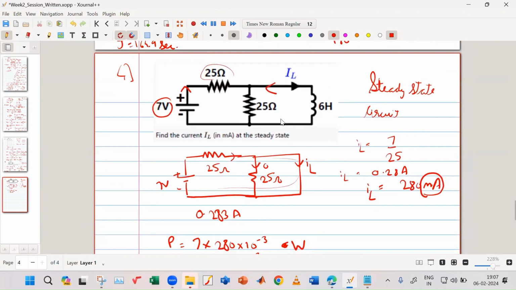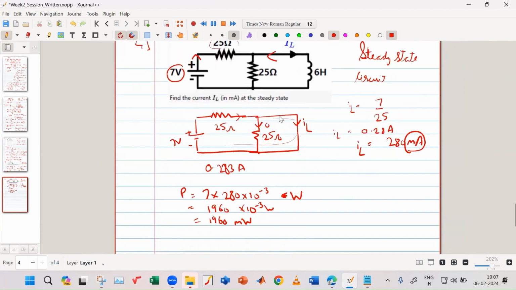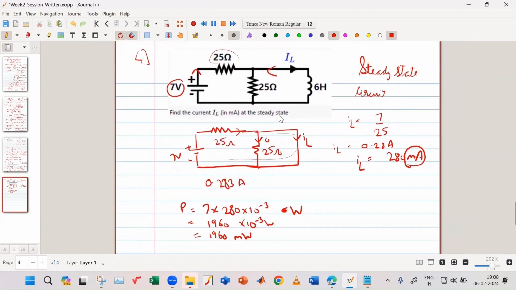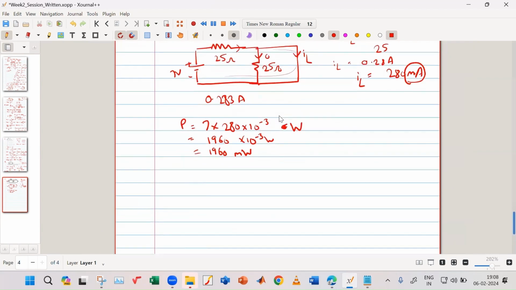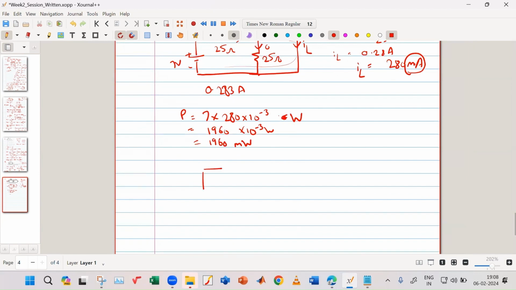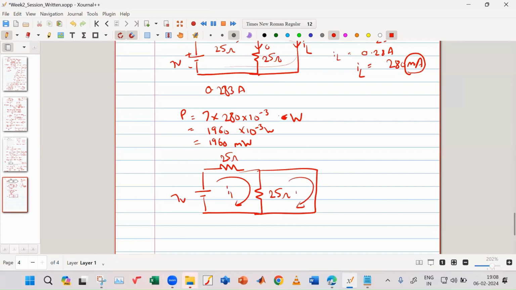This is considering steady state. We are specifically saying it is steady state. So in steady state, this is my circuit. Let me redraw it further down. This is 7 volt, this is the 25 ohm resistor, and this is 0 ohm because the inductor is shorted. So we will do mesh analysis. This will be I1, this will be I2. Any doubts in this?